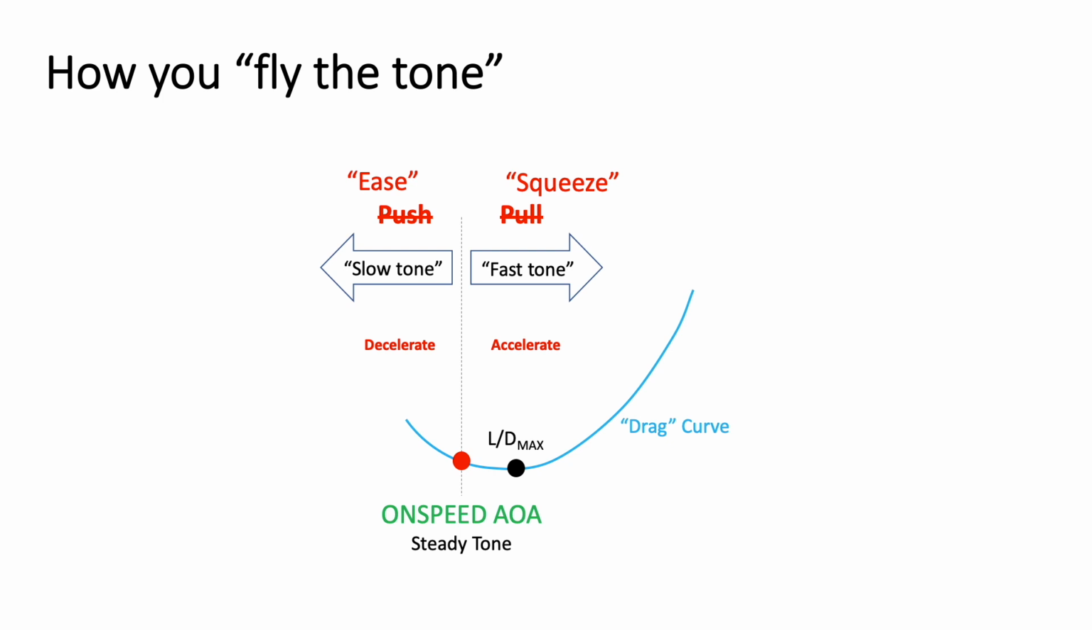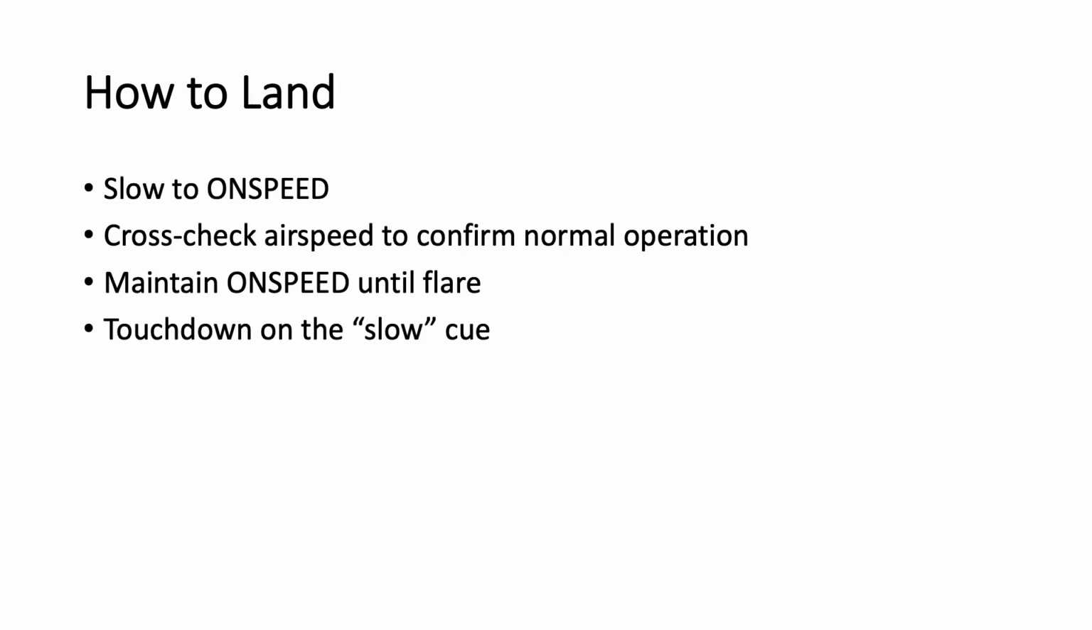Now the neat thing about the logic is it allows the pilot to listen to the entire backside of the drag curve and provides excellent performance cues at LRD max, on speed, as well as outstanding progressive stall warning. So let's talk about how we use it to actually land the airplane.